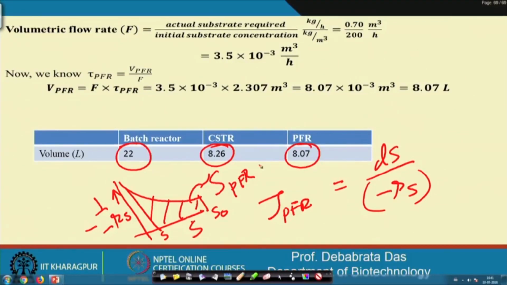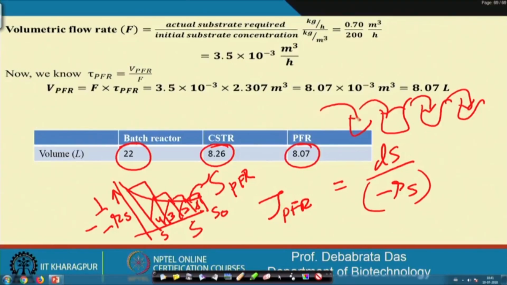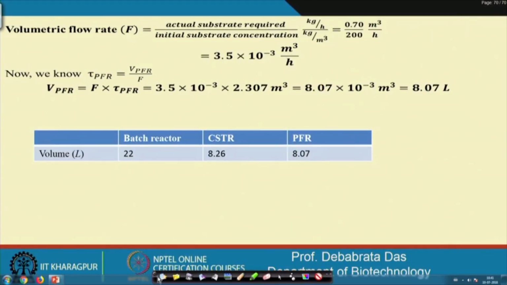Since it is very difficult to operate, now if you have multiple CSTRs, 1, 2, 3, 4 like this, you have a number of CSTRs in series, connected with each other. There is a possibility that your plug flow reactor can be easily replaced by multiple CSTRs, and your operation will be easier. That is why in the industry we usually prefer the CSTR. We don't prefer the plug flow reactor. Thank you very much.